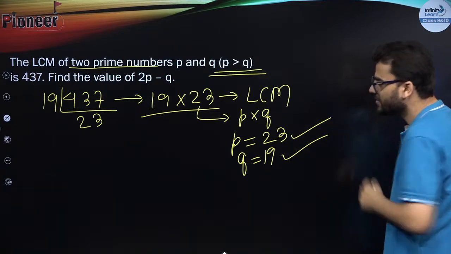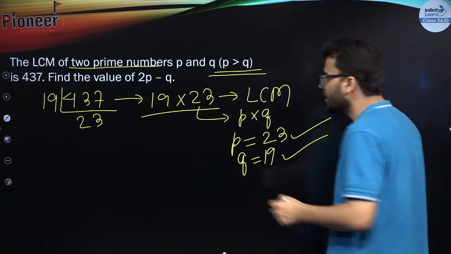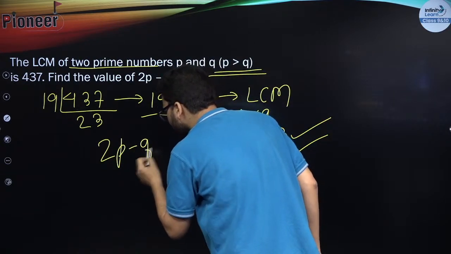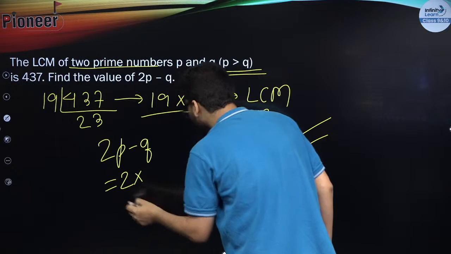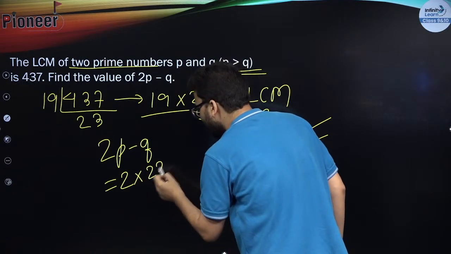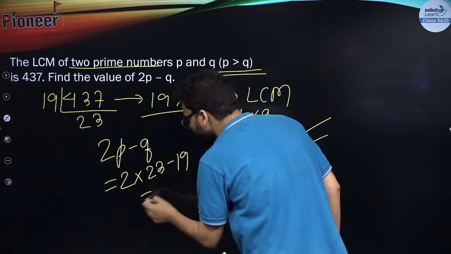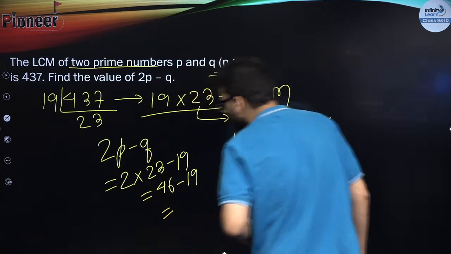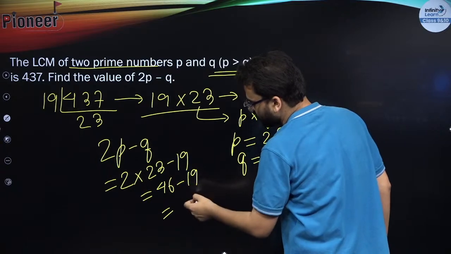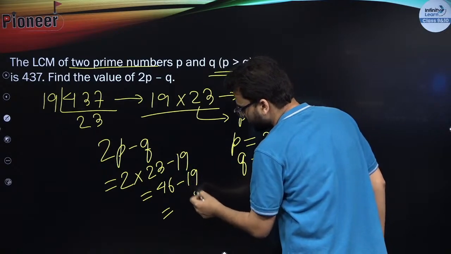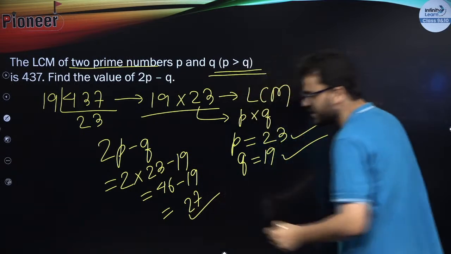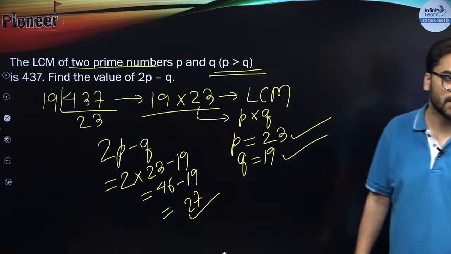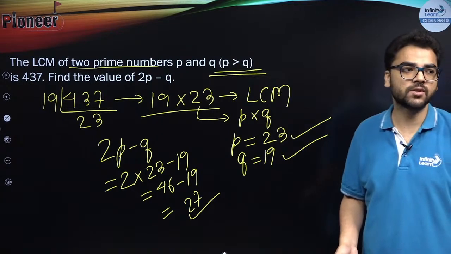So P is equal to 23 and Q is equal to 19 over here. We have to find the value of 2P minus Q. So 2P minus Q will be what over here, guys? 2 into 23 minus 19. So that is equal to what? 46 minus 19, and what is that equal to, guys? 27. 27 is the answer. I hope it is clear to every student. Correct, that is okay. Yes, Pradeep, that is correct. I hope it is clear to every student in this session.